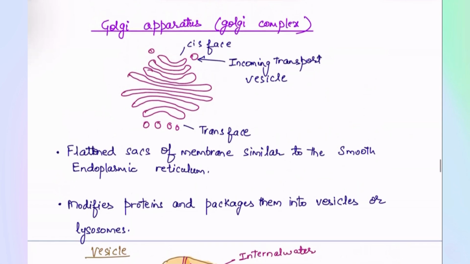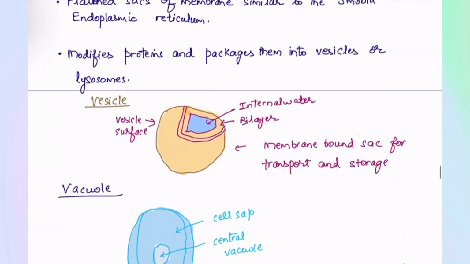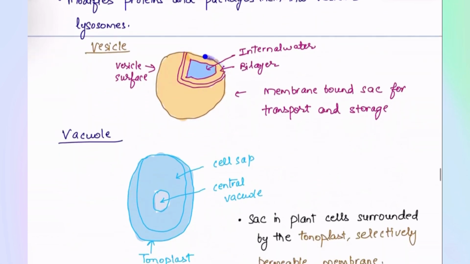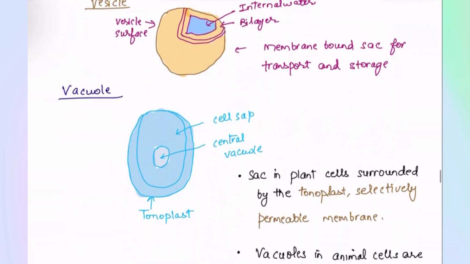So basically the proteins which are synthesized on the ribosomes are packaged here inside the vesicles and they're tagged also, so that they can reach the destination. For that particular destination they are produced or secreted. This is how a vesicle looks like. This is the vesicle surface, the internal watery bilayer, the membrane-bound sac for transport and storage.